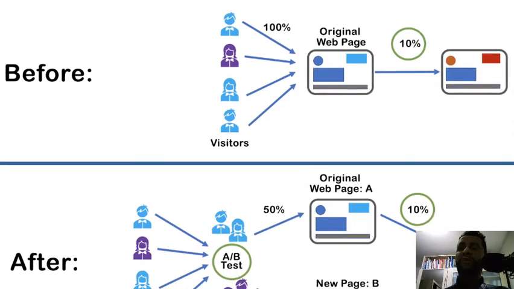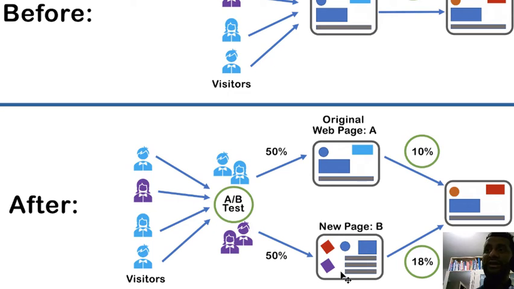However, after we run our research process and build a new page, we'll put that here, and we want to test it against the original web page. Here's how we do it. When people come to the web page, they hit a piece of code, and that piece of code splits them 50-50 like this. So 50% of people who arrive at the website go to the original web page A, which, as you can see, is the same as what was there before. And then 50% of the people arrive at the new page, page B, that we've built.